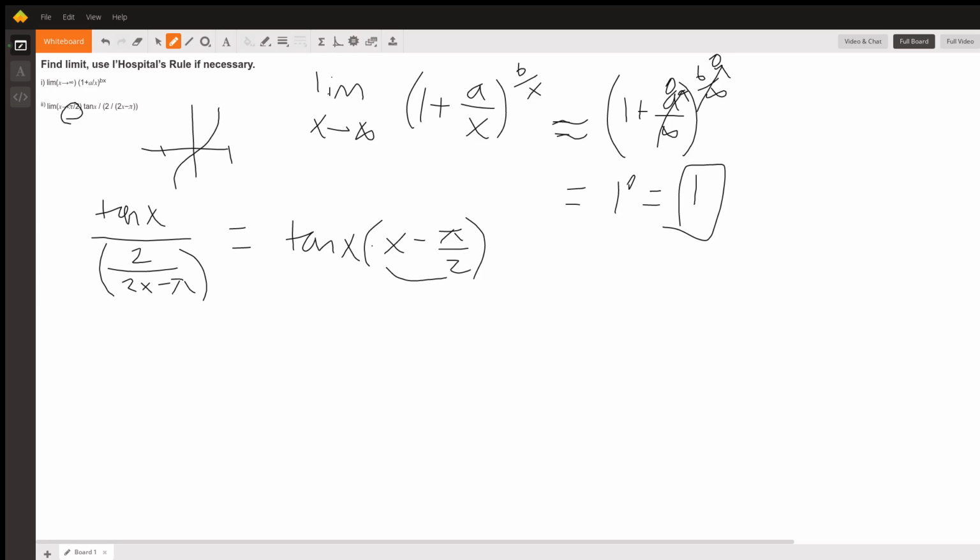So let's rewrite this. If we do x minus pi over 2 over, try to make it a fraction so we can try using L'Hopital's or something. So times tangent of x is divided by 1 over tangent of x. And if we use L'Hopital's rule, the numerator goes to just 1.